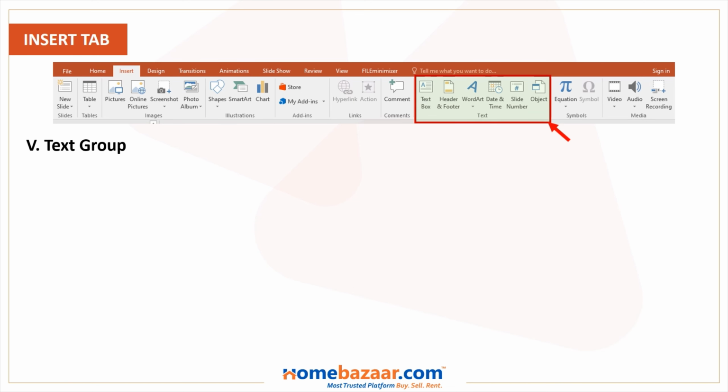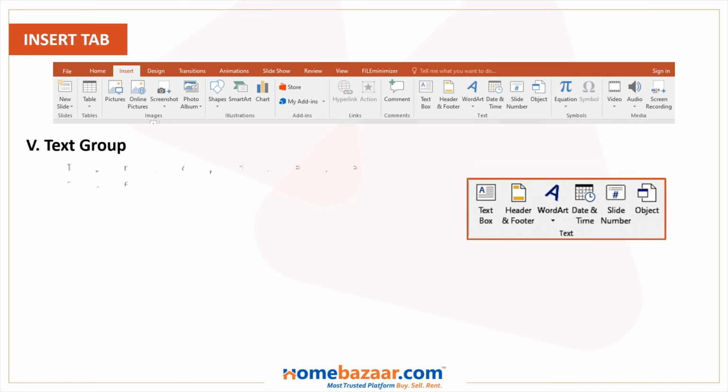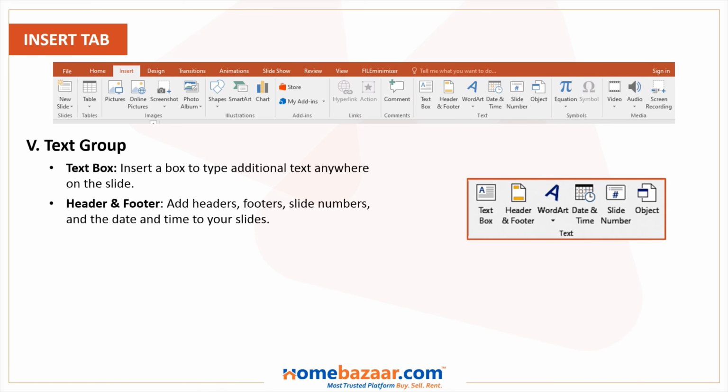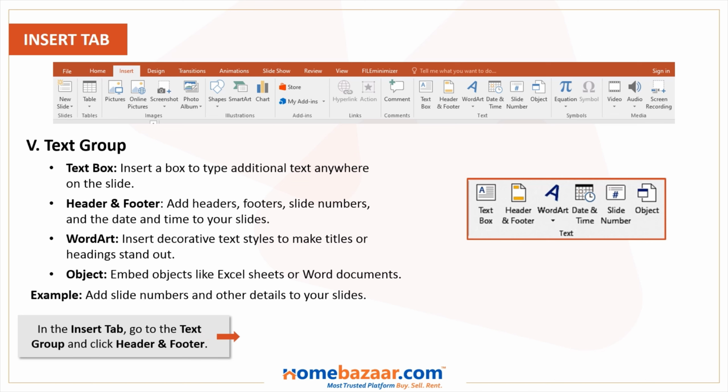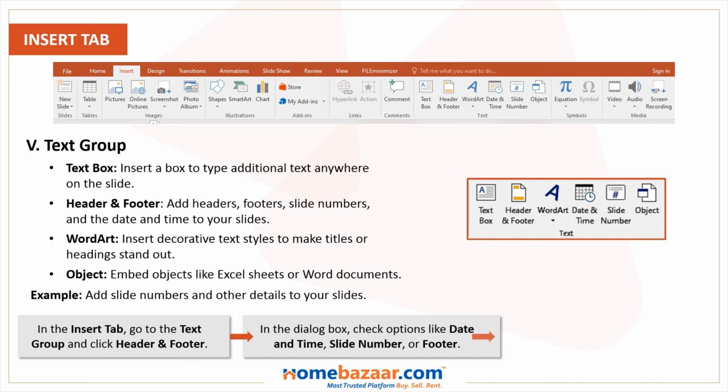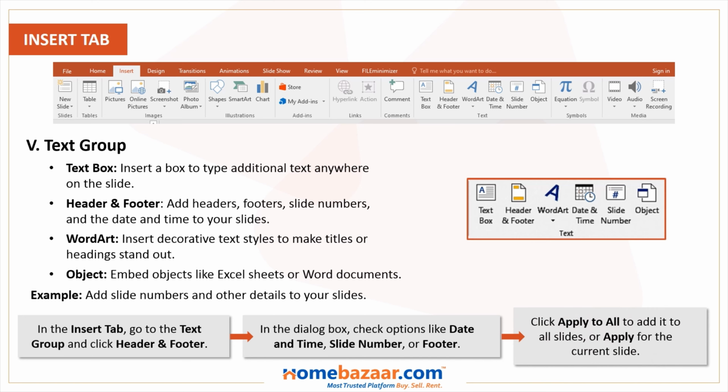Text group. The Text group allows you to add and customize text elements, insert text boxes, stylized word art, or headers and footers to enhance your slides. For example, to add slide numbers, go to the Text group and select Header and Footer. Check options like slide number, date and time, or footer. Apply the settings to all slides or the current slide.